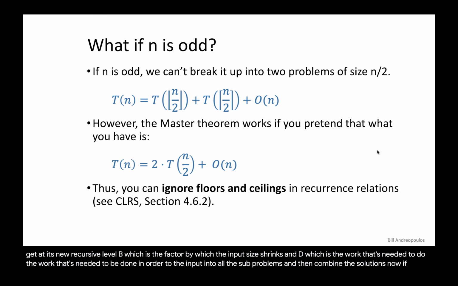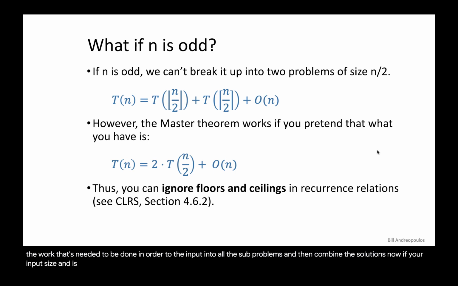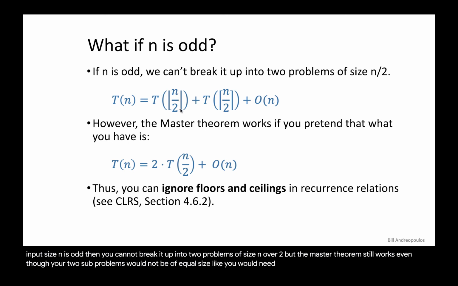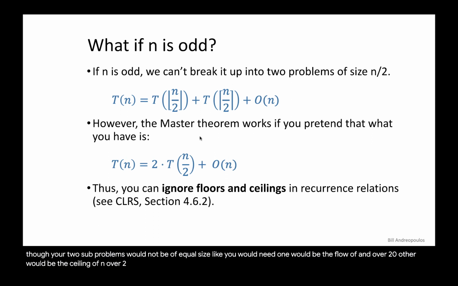Now, if your input size n is odd, then you cannot break it up into two problems of size n over 2, but the master theorem still works, even though your two subproblems would not be of equal size. One would be the floor of n over 2 and the other would be the ceiling of n over 2. You could still apply the master theorem and you could ignore the floors and the ceilings.